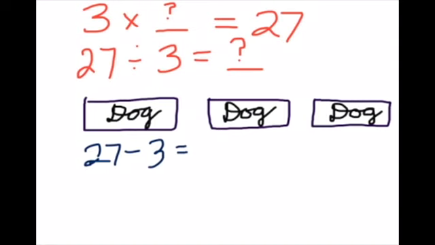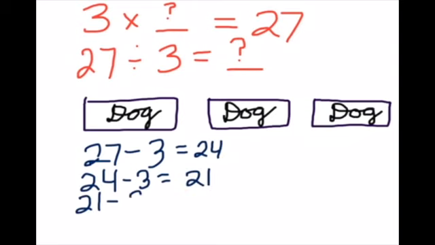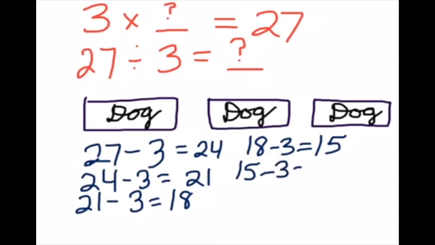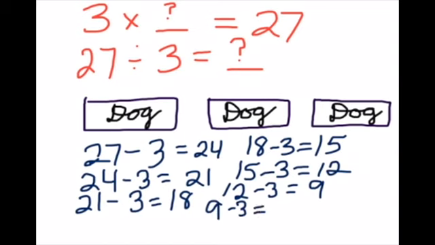So 27 minus 3 is 24, and then I have 24 minus 3, that's 21. Then I have 21 minus 3, that gets me 18. 18 minus 3 is 15. 15 minus 3 is 12. 12 minus 3 is 9. 9 minus 3 is 6. 6 minus 3 is 3. Oh, and then 3 minus 3 equals 0.